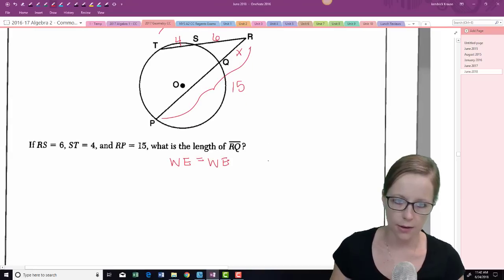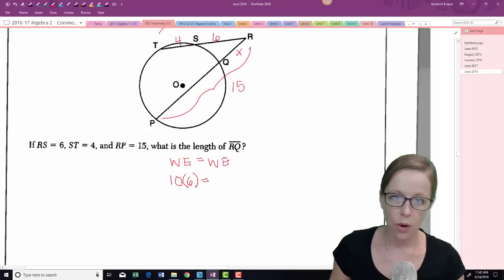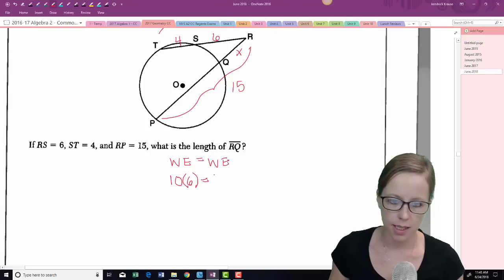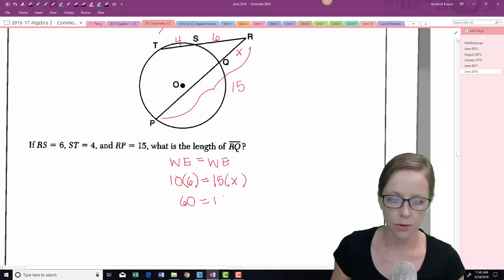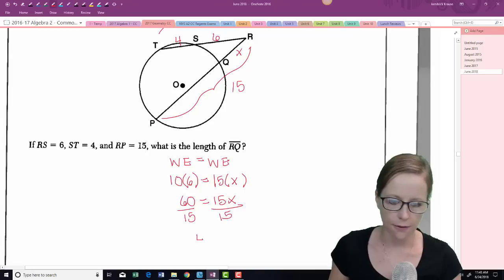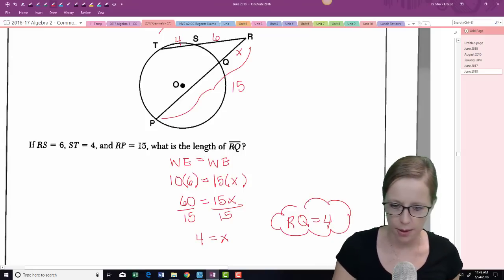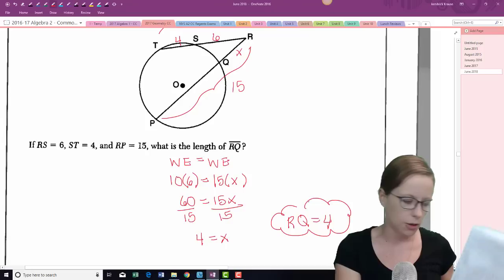So the whole outside, the first secant, RT, is 10. The exterior piece is 6. The whole length of secant RP is 15. The exterior length is what I'm looking for, X. So 10 times 6 is 60, equals 15X. Divide by 15. And what's that? 4 is equal to X. So RQ equals 4. You label it in the picture, so it should be fine, but I always like to be good about showing my work here.